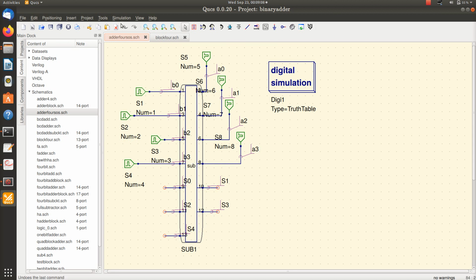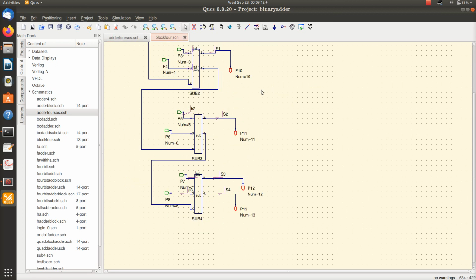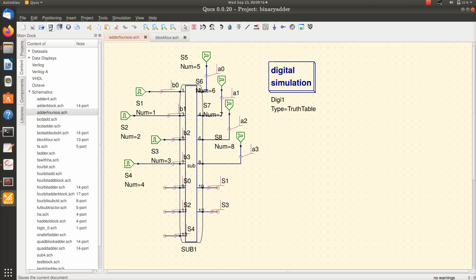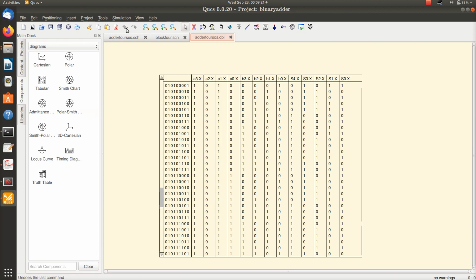Now let me run the simulation. In these subcircuits I don't have any simulation block or sources, but here I have a simulation block, sources, etc. Now I run the simulation. You can see that it is performing the addition. Suppose I look here, one number is 1010, it is 10. And the second number is 0001, it's a 1, so the sum should be 11. It is 01011, that is 11.